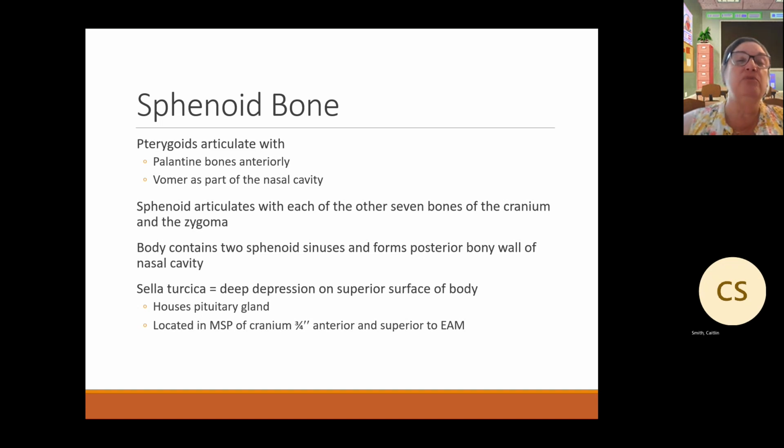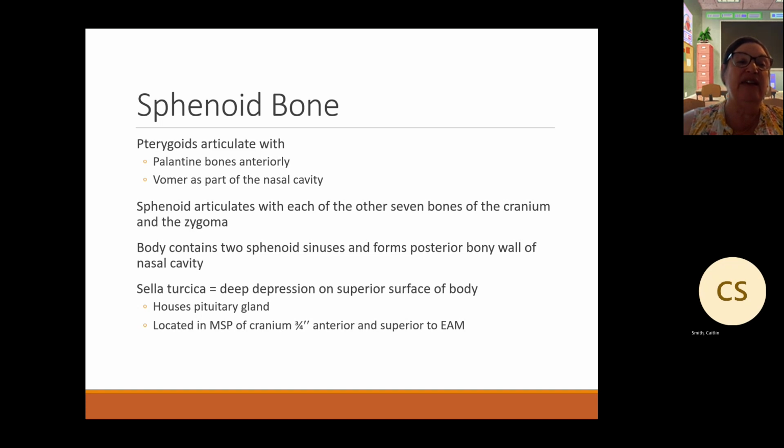So the sphenoid bone is the bone of the skull that articulates with all the other 7 bones of the cranium, including the zygoma, which is a facial bone. The body contains the two sphenoid sinuses and forms the posterior body wall of the nasal cavity. That sella turcica is a saddle shape, a deep depression, and it houses the pituitary gland.